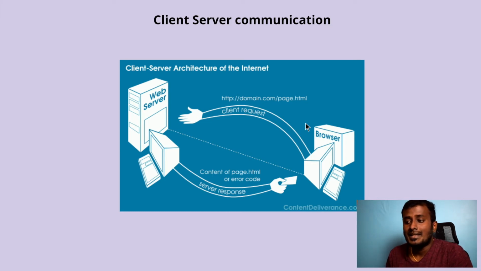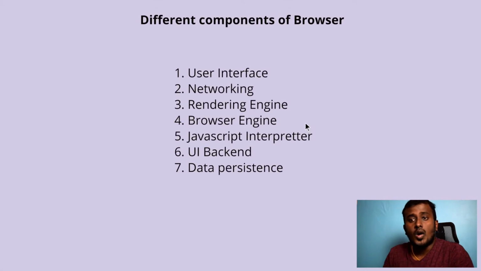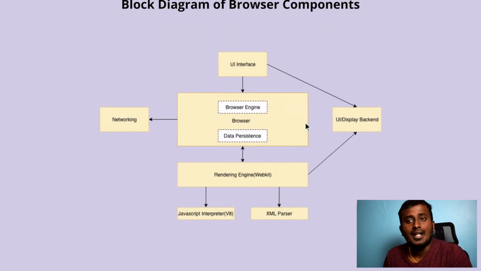Now, let's get started with the different components of the browser. There are 7 different components of a browser: user interface, networking, rendering engine, browser engine, JavaScript interpreter, UI backend, and data persistence module. When you open a browser, what you're seeing in the browser is called the user interface. The user interface will have a URL text box and a viewport where the content is rendered on the screen, and then some controls to go back and forward in the history.